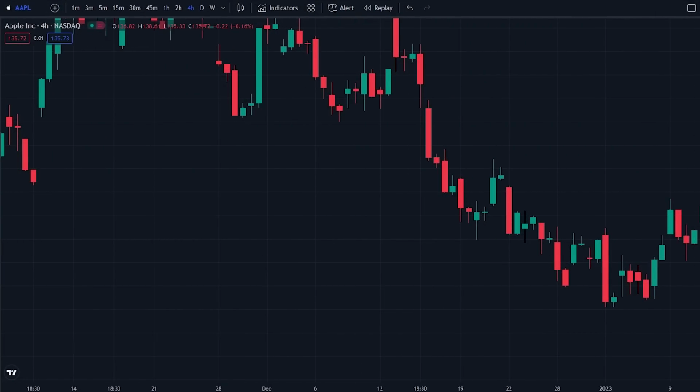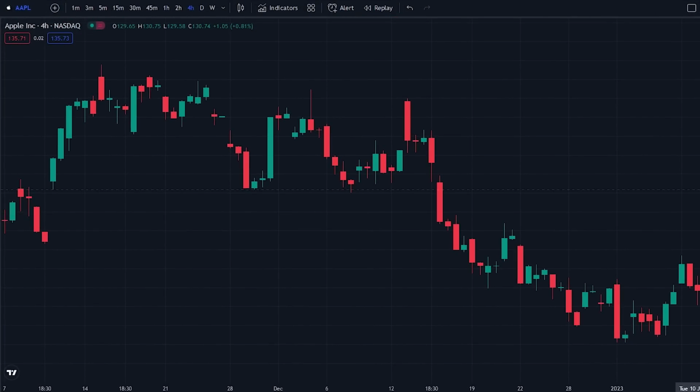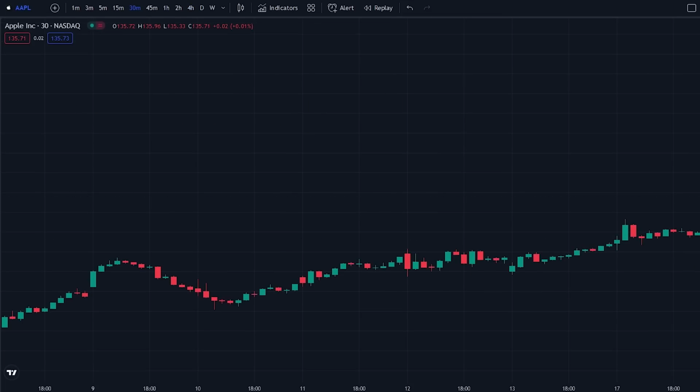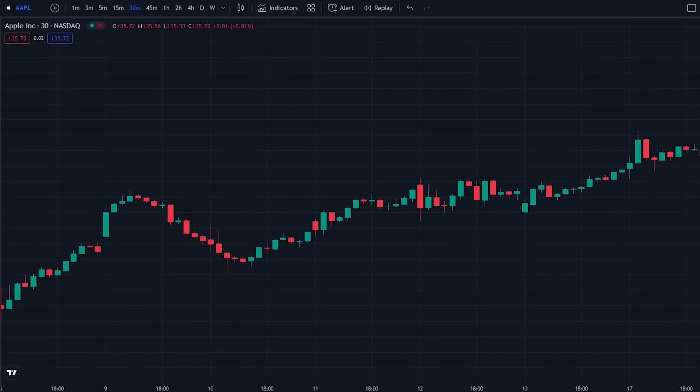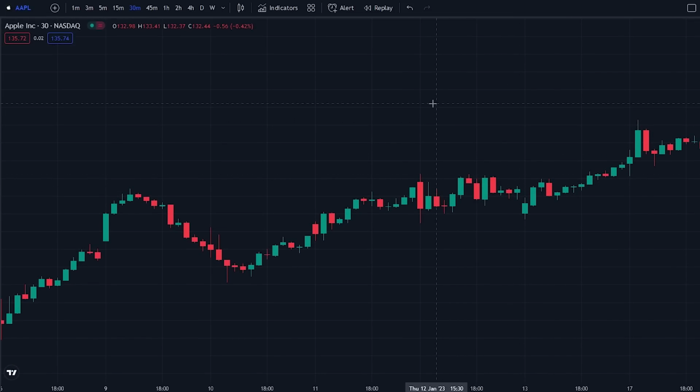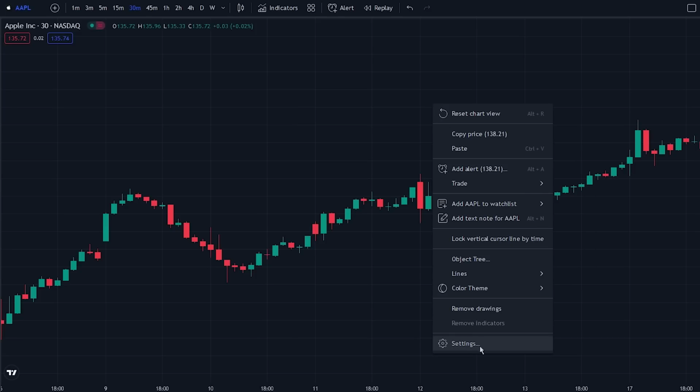Let's first change the time frame of the chart. The strategy uses the 30-minute time frame, so make sure to select it. With this strategy, to identify the key events in the price history, we will turn on the News Events feature on TradingView. To do this, right-click on the chart and click on the Settings button.